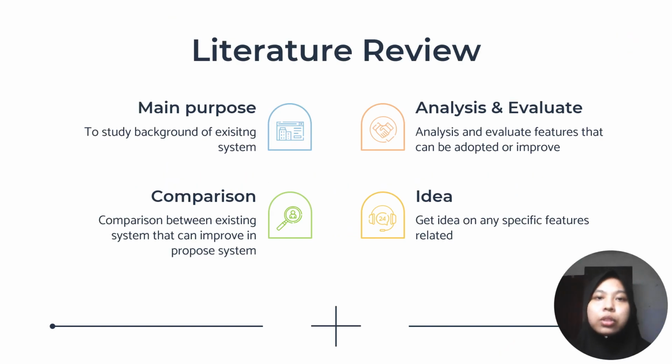Next is literature review. This chapter will describe the research of study known as a literature review. The main purpose of this literature review is to study the background of existing systems that are related to the risk management system. After the background study is complete, a comparison between the existing systems and the proposed system will be made, along with their strengths and limitations.